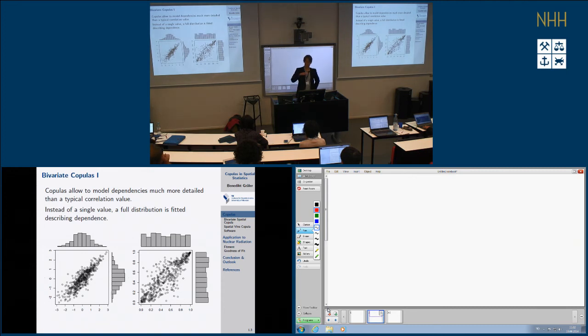And then, like in the surface earlier, where for every combination of spatial and temporal distance we had a single gamma value from the variogram, you get one of these scatter plots. Then you would like to understand how these scatter plots change over space and over time. It's really the idea that instead of using a single value that describes the dependence, you can use a full distribution describing the dependence.